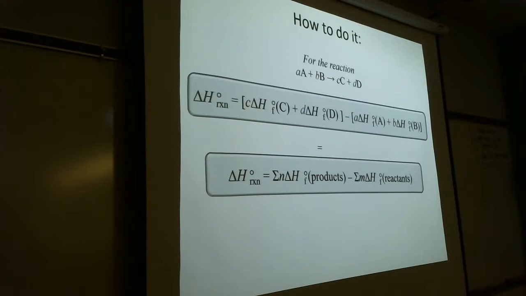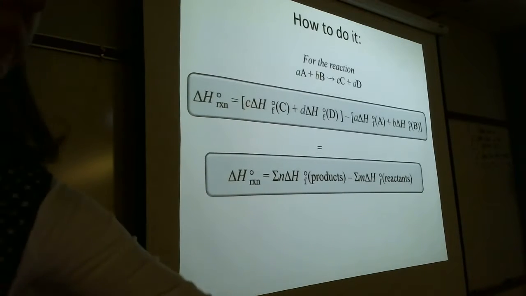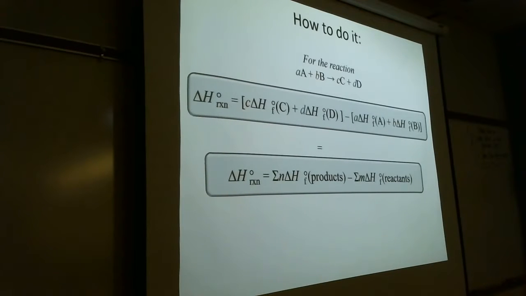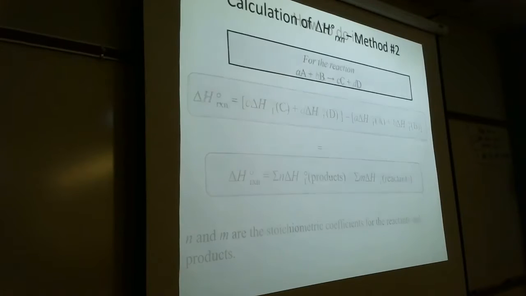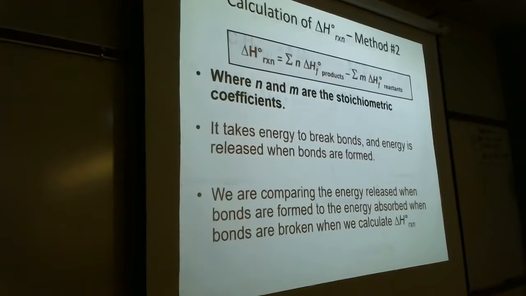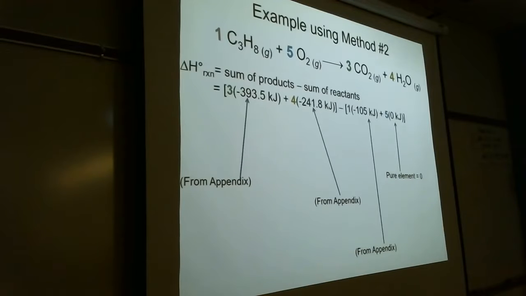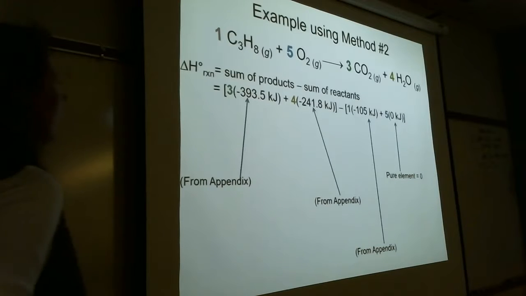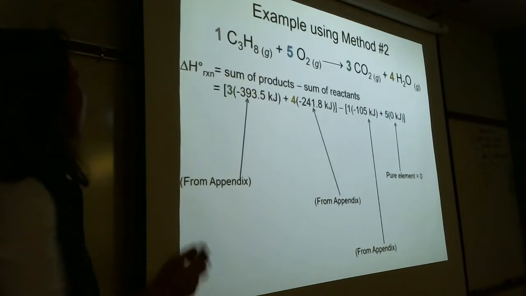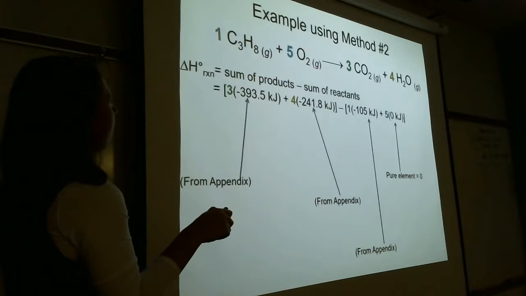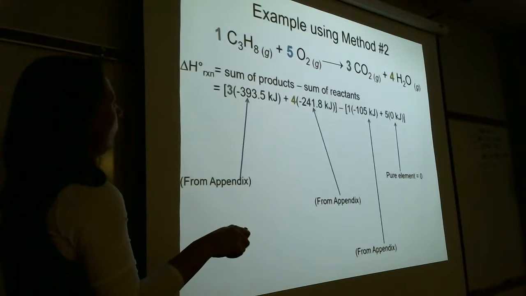Does this make sense? Does everyone understand what we're doing? Any questions on how we're doing this? So let's just do some examples. Oh, this is what I just said. Okay. So here is the combustion of propane. Right? So we've got propane gas and oxygen gas as our reactants, producing carbon dioxide and water.